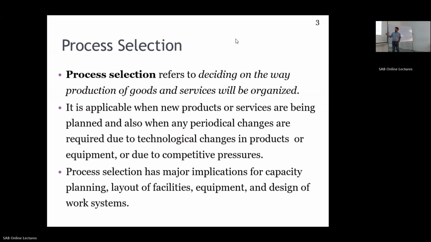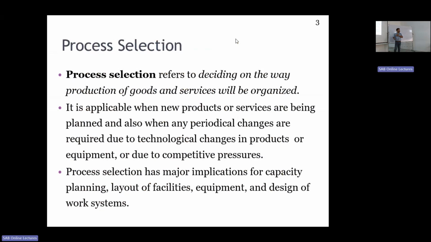When factory managers or other operations managers make these decisions, process selection decisions, they have to consider various different factors. Plus, once they make this decision, that will affect other operations management decisions. That is what is explained here. Process selection has major implications for various different operations decisions, such as capacity planning, layout, equipment, and even the design of work systems, etc. So that decision has to be decided carefully.